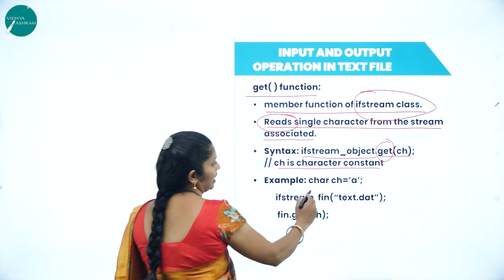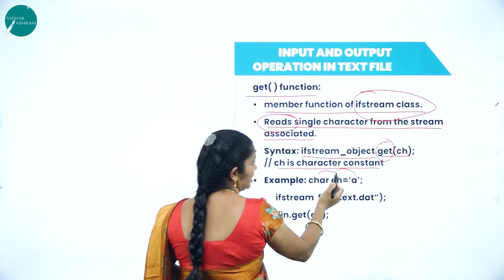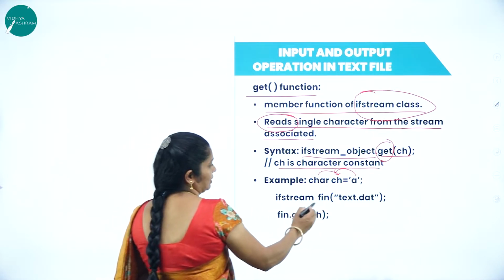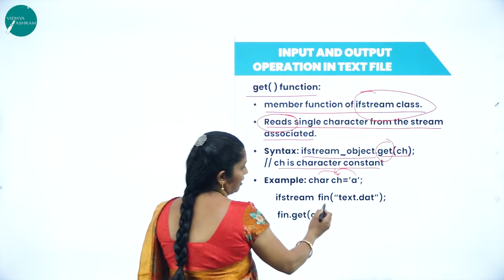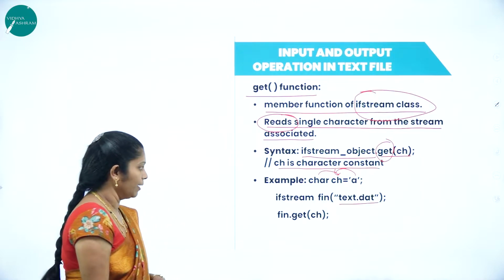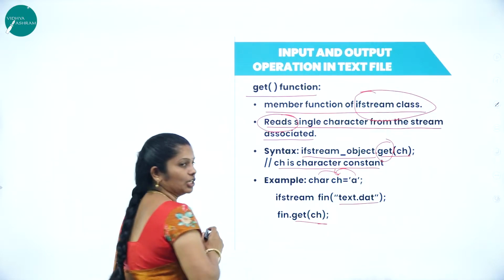If you observe the example, we are declaring ch of character data type. For this, we initialize the value ch equals 'a'. ifstream fin, here ifstream is the class and fin is the object, with the text file text.dat as the file name. Here we are using the fin dot get function.